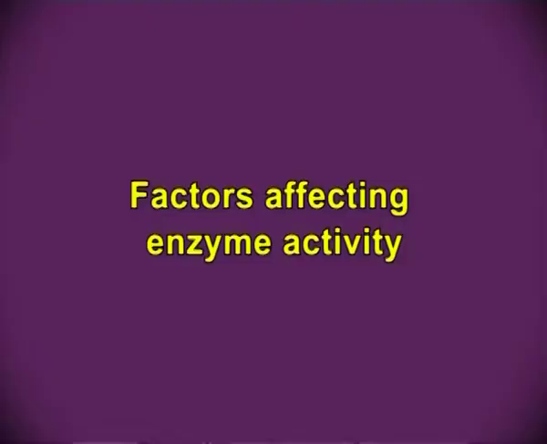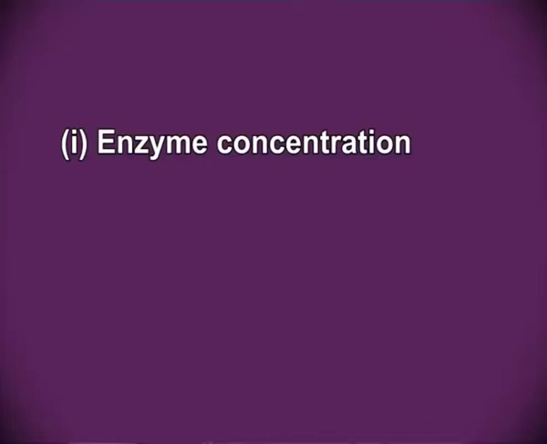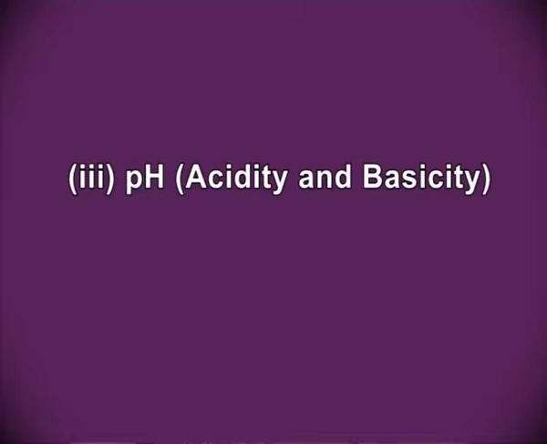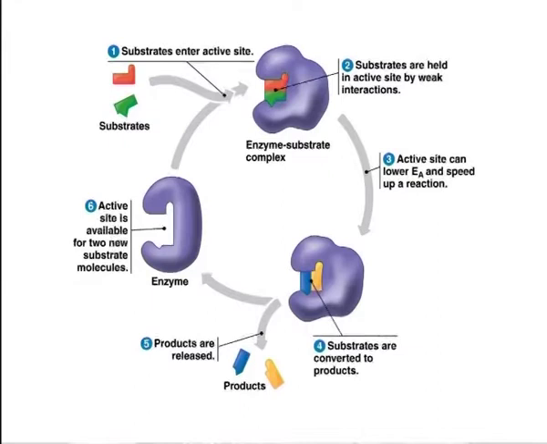Let's learn about the factors affecting the enzyme activity. There are several factors which affect the activity of an enzyme, which include: number 1, enzyme concentration; number 2, ligand concentration, that is substrate, product and inhibitor concentrations; number 3, pH, that is, acidity and basicity; and number 4, lastly, the temperature. The activity of an enzyme increases with the increase in temperature until the optimum temperature, beyond which the activity of the enzyme reduces.